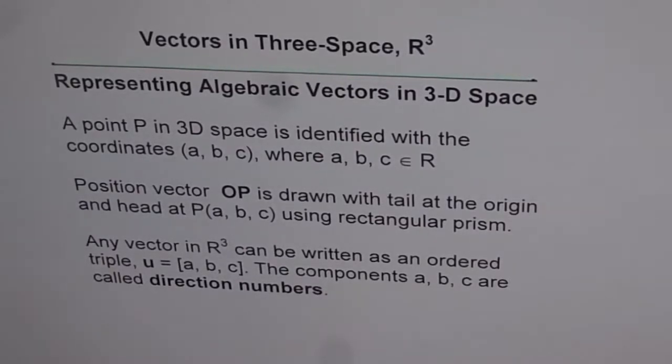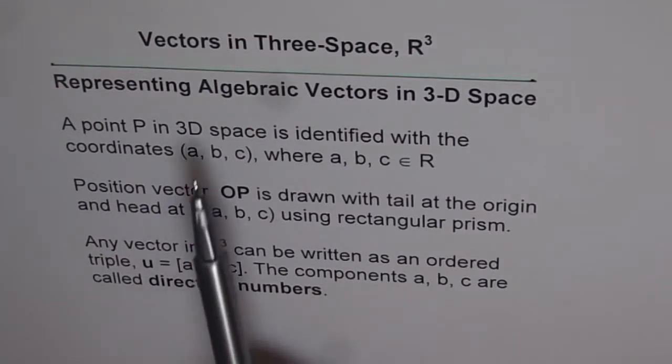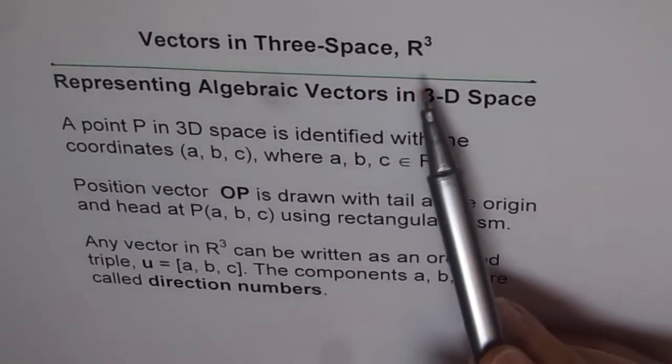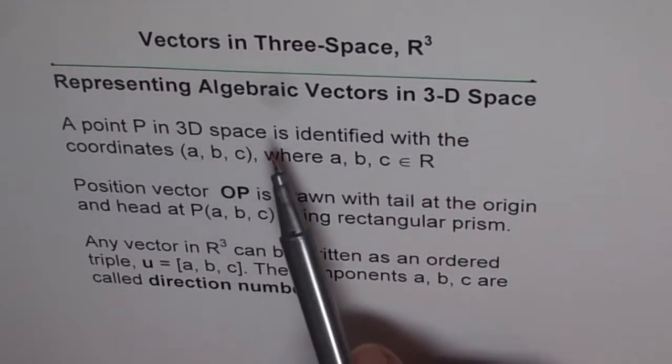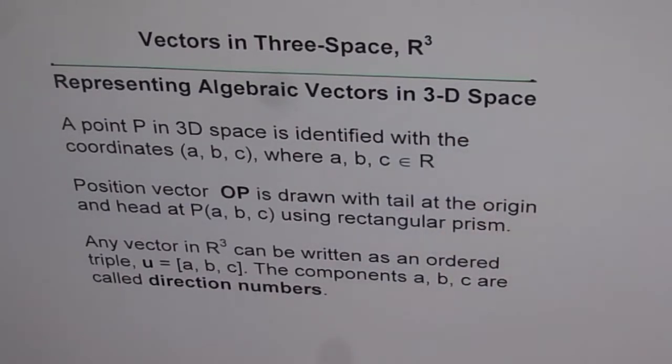Let us try to understand what a vector is in 3 space. So here I have some points which you should copy down and understand. These are the terms which we will be using from now onwards. Representing algebraic vectors in 3D space. Now when we say algebraic vectors, then we are trying to give a coordinate point to it, right?